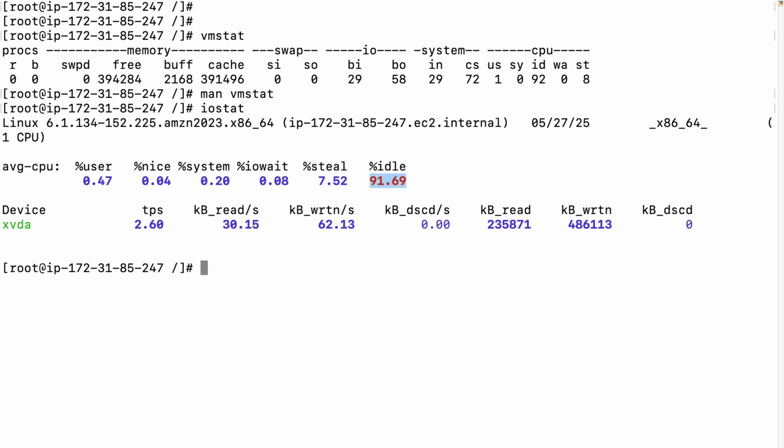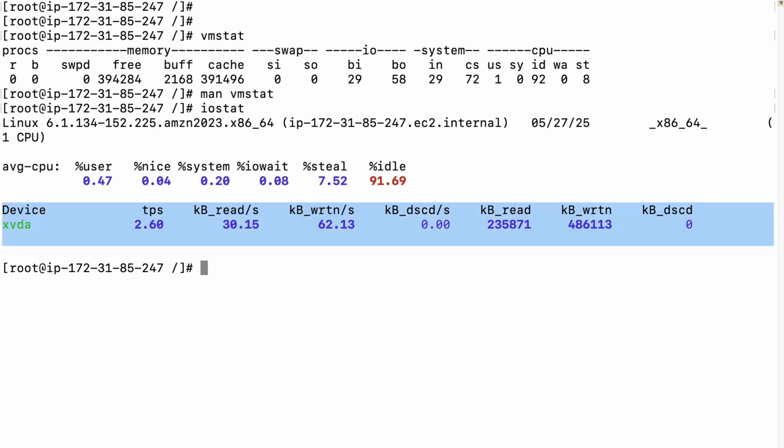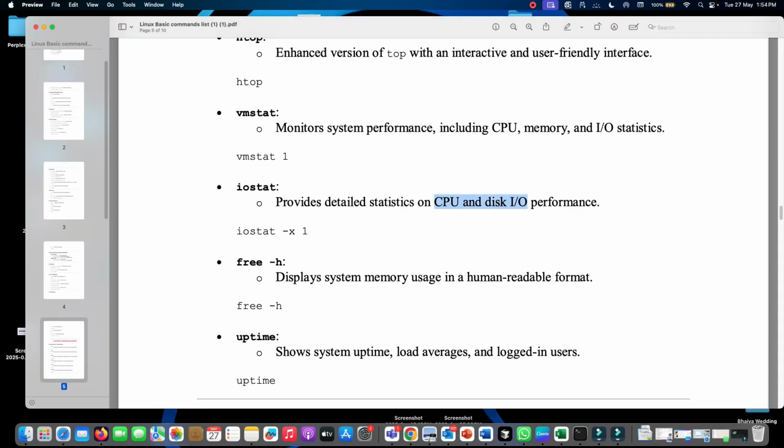Right? Now you can also see the device section. So TPS, right? Transactions per second, that means input output requests per second. KB read per second, like kilobytes read per second from the device. KB written, same thing for the write operation. Okay, KB read, total kilobytes read, total kilobytes written, all that information is there. So this is related to the disk, and the above information is related to the CPU. The same thing we are talking about, disk input output performance and CPU statistics, we are going to get with the iostat command.